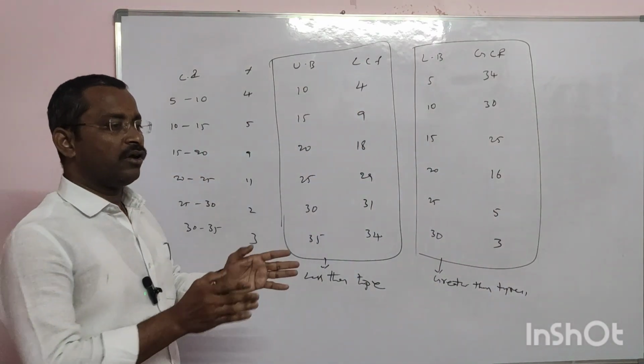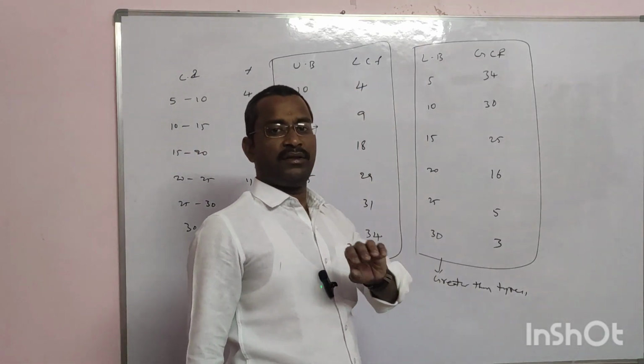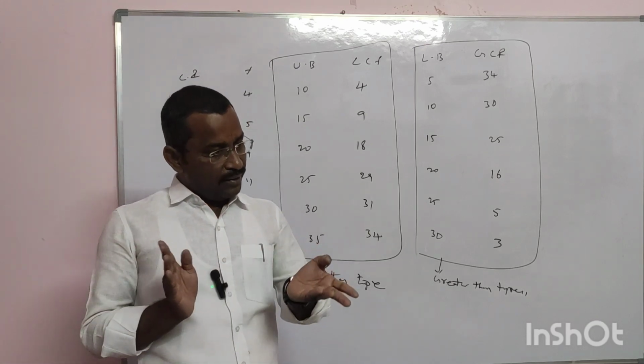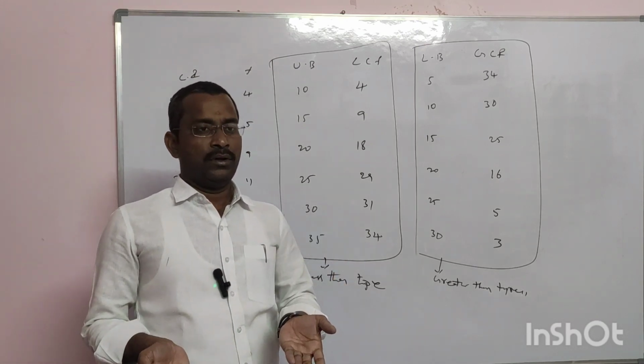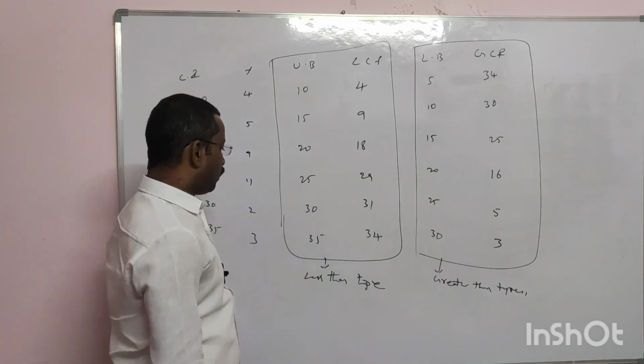Based on this, you need to draw the graph. He will be asking ogives. Don't say curve, say ogive. Draw the less than type ogive or greater than type ogive, or sometimes both. By using the graph, you need to find out the median. So let's see what to do.